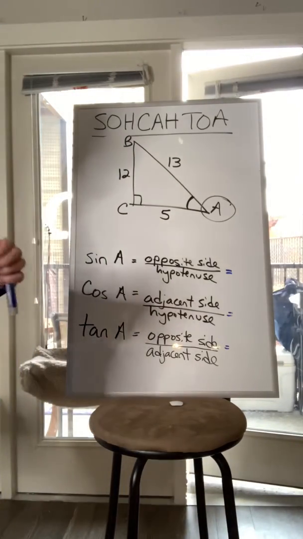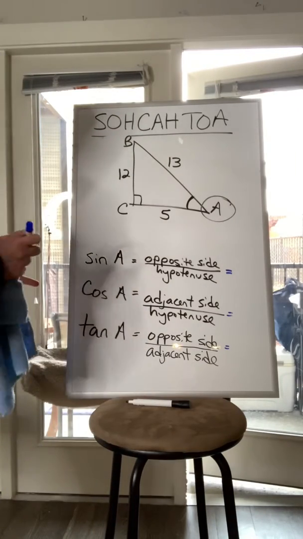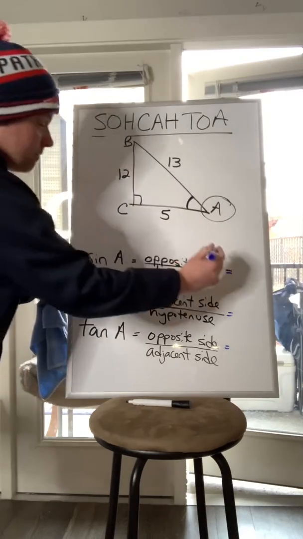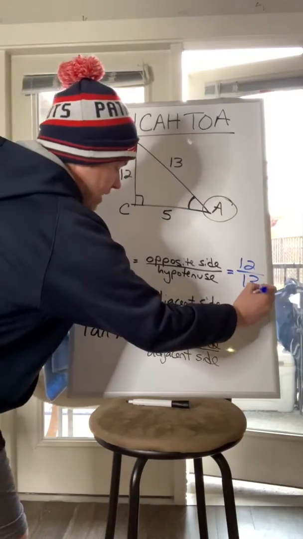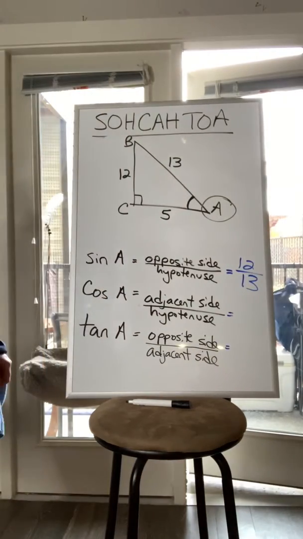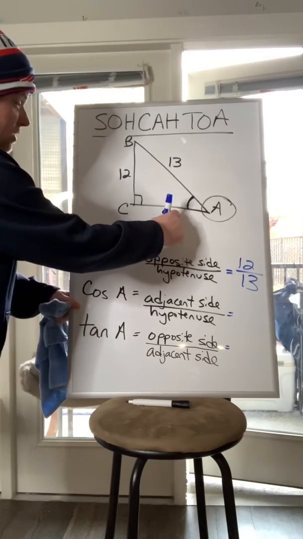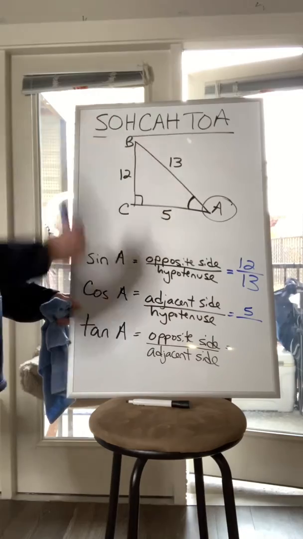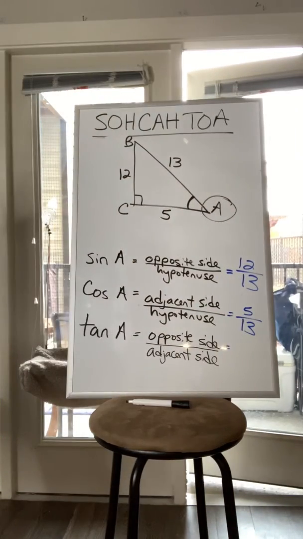Okay, welcome back. So hopefully you had a chance to do this, so let's go over the answer quickly. So angle A, the opposite side of angle A is 12, and the hypotenuse is 13. So the sine of angle A would be 12 over 13. Cosine of angle A, the adjacent side to angle A is 5, and the hypotenuse is 13 still. So the cosine of angle A would be 5 over 13.